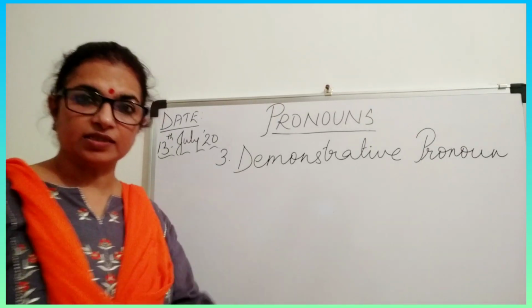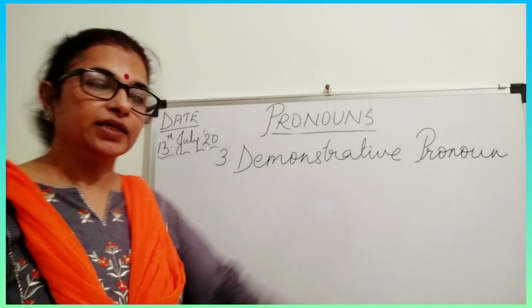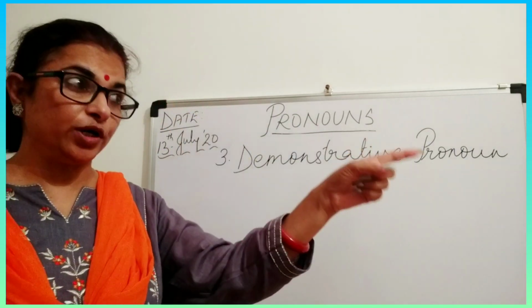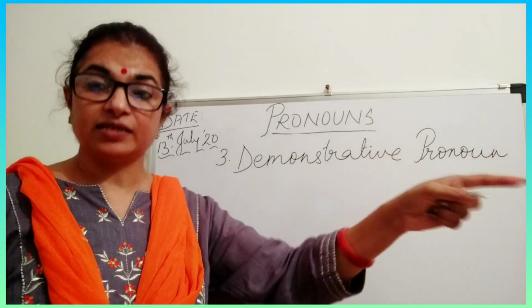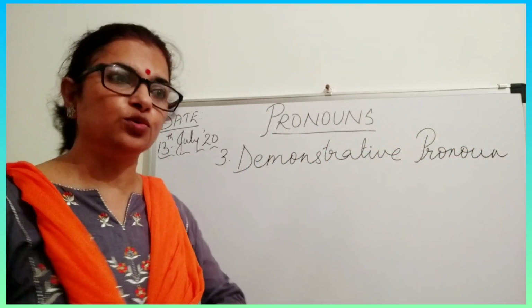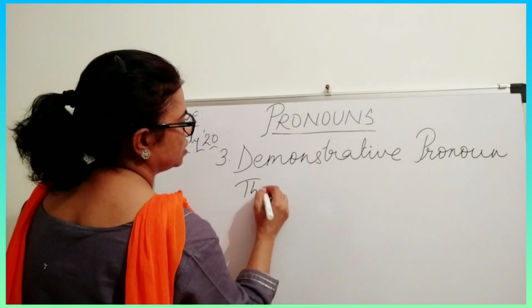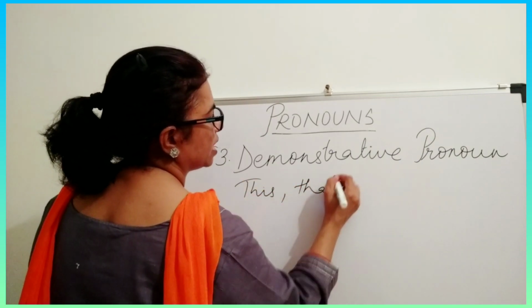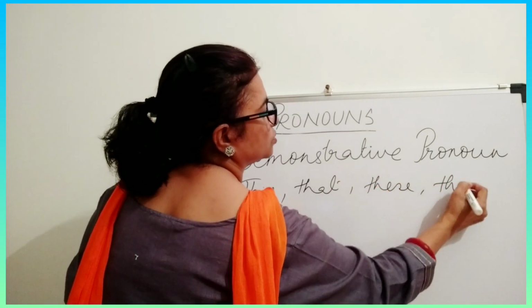Now children, let's understand about the third type, that is the demonstrative pronoun. Demonstrative means to point out, to point something like this, that, these, those. So only 4 are demonstrative pronouns: this, that, these and those.